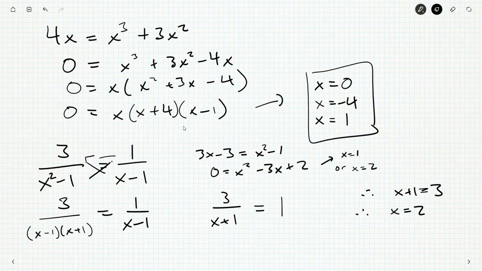2. But x is 1 doesn't count because you'd be doing 1 over 1 minus 1, which is 1 over 0. So I imagine that's sort of the trick to doing 3B: being able to say, no, can't be that. It's got to just be x is equal to 2. Okay. So that finishes off question number 3.